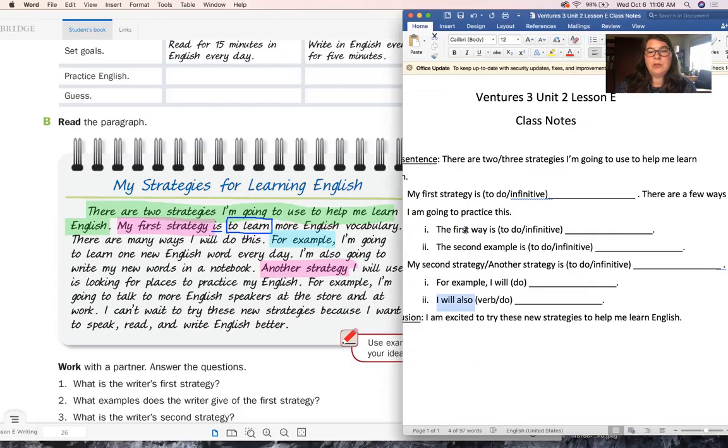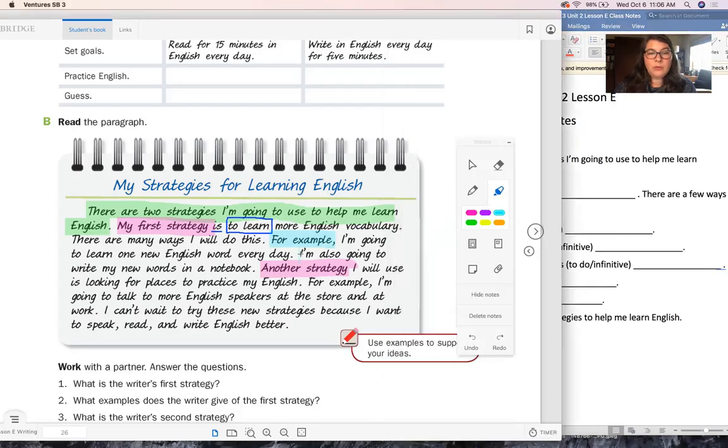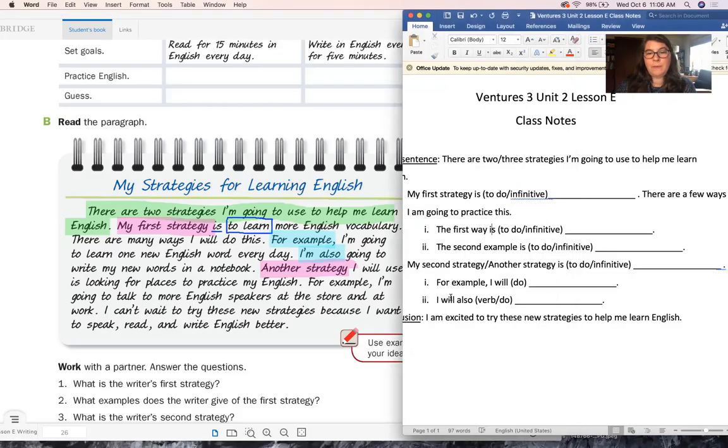Okay, so you can say the first way is to learn one new English word every day. I'm also, right here, "also" means more information. I'm also going to write my words in a notebook. I will also write new words in a notebook.